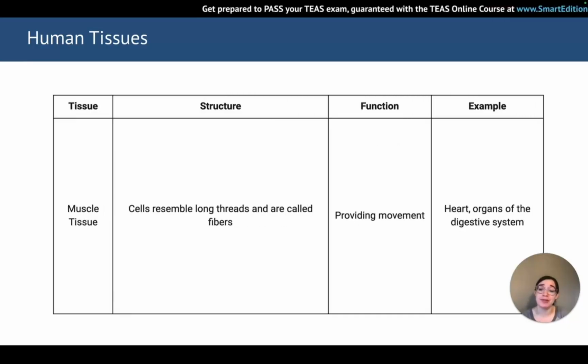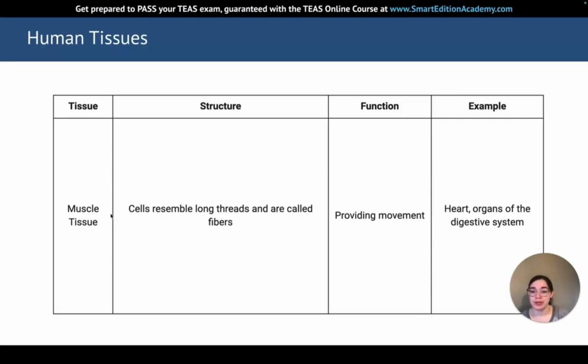The third type of human tissue is muscle tissue. Muscle tissue cells resemble long threads, and so we call them fibers. It has one primary function, and this is to provide movement. In addition to the muscles, the obvious answer, organs such as the heart and other organs found in the digestive system contain muscle tissue as well. So muscle tissue is found in more than just the muscles, the heart, certain organs of the digestive system as well.